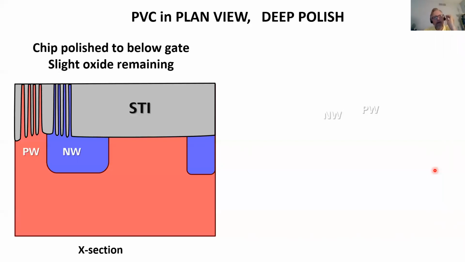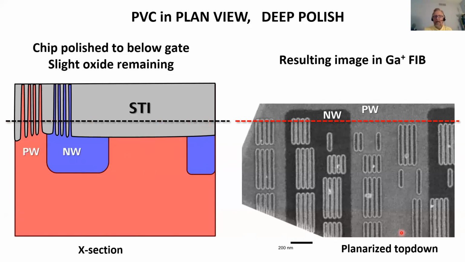Here's a more complicated concept. We're looking at samples that have been in plan view. And we have a chip that's been polished to below the gate, actually very deep. So there's only a very slight oxide remaining above the wells of the sample, the bare silicon, you might say. Look at it in a gallium FIB, and we have a beautiful image of the delineation between the N side and the P side, the N well and the P well. This is a planarized top-down view where we polish down to this level in the silicon.